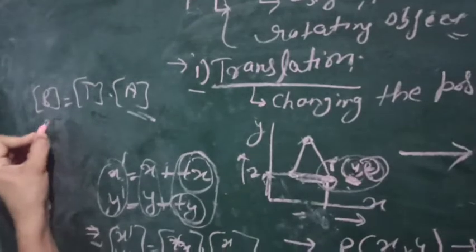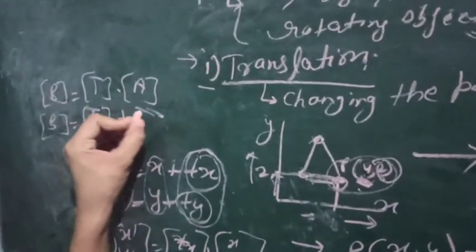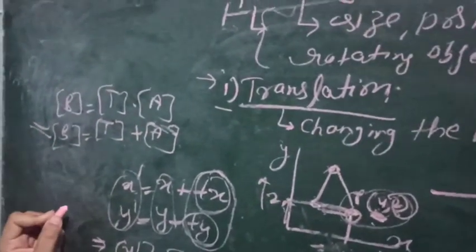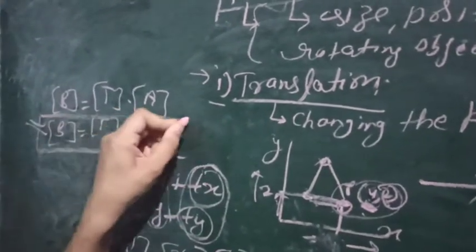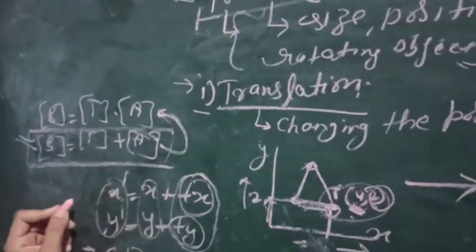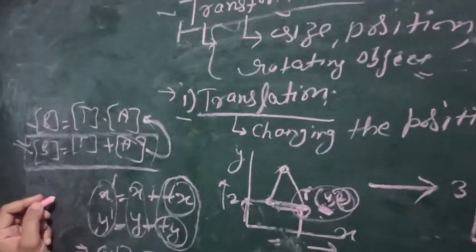But in translation, we got b equal to t plus a. It is not the standard transformation form. Later on we will see how we can convert this form into the standard transformation form, or the general transformation matrix representation form.